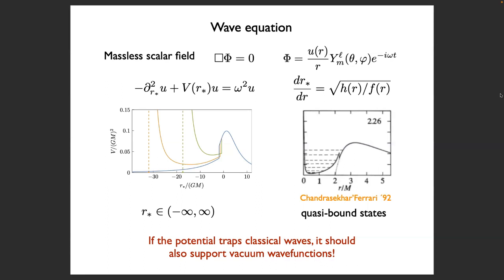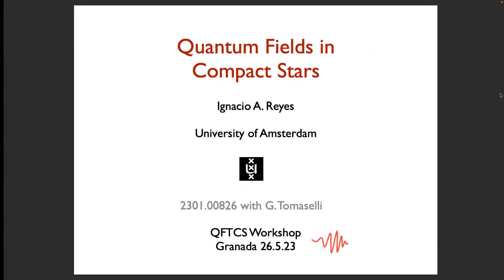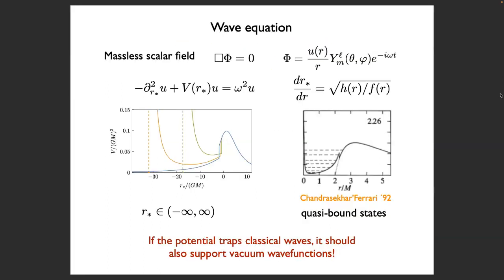The other thing that is happening is that the range of the tortoise coordinate is extending, becoming larger and larger towards the interior, such that in the Buchdahl limit, the range of the tortoise coordinate goes from -infinity to infinity. That's precisely what happens in the near horizon, well, for the case of a black hole, right?